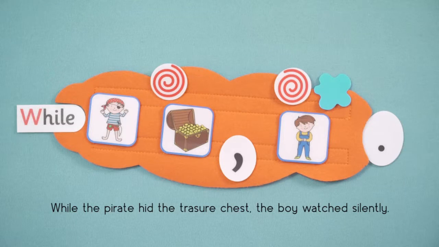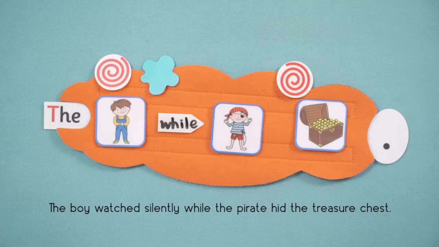While the pirate hid the treasure chest, the boy watched silently. This introduces a complex sentence with the dependent clause first, using a comma to separate the two clauses and a changing shape to represent the adverb. The boy watched silently while the pirate hid the treasure chest. This uses a coordinating conjunction to join the two clauses with the independent clause first.